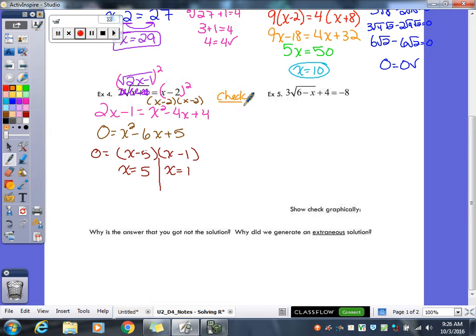So do our check. I'm going to plug in my 5 first. So when I do 2 times 5, that's how I get my 10 minus 1. So that gives me 9. Square root of 9 is 3. So 3 does in fact equal 3. So that one works. So let's go ahead and plug in our 1. So this gives me 2 minus 1 equals 1 minus 2. So I get 1 equals negative 1, which is not true. So this answer is extraneous.